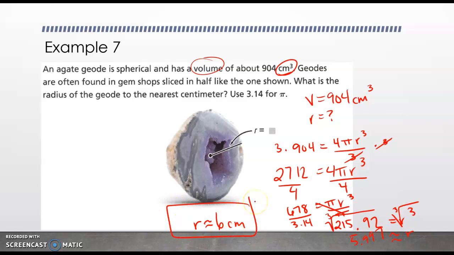Because it's 4/3, I'm just reversing that. Instead of dividing by 3, I now multiply both sides by 3. I divide by the 4, and then I divide by 3.14. Because the sphere is cubed, we have to do the cube root again. Bring the calculator to me. I will be happy to show you how to do the cube root on the calculator, because you need to. You need to do it on the calculator.